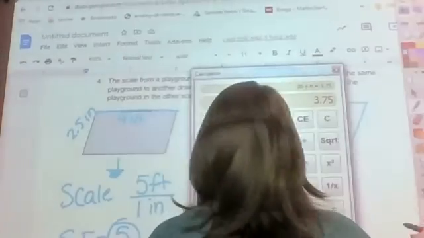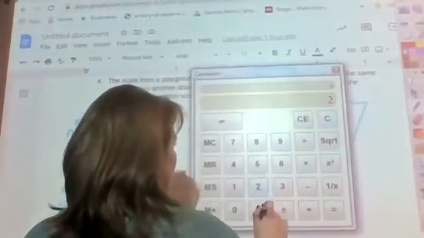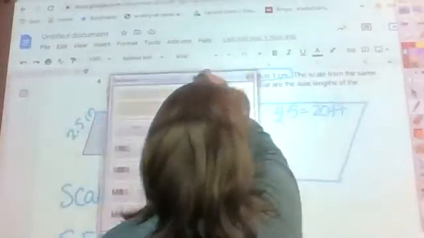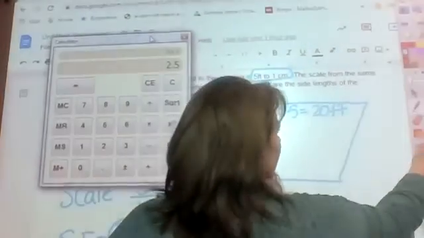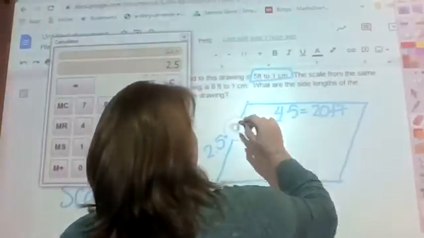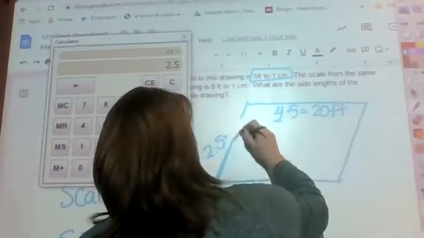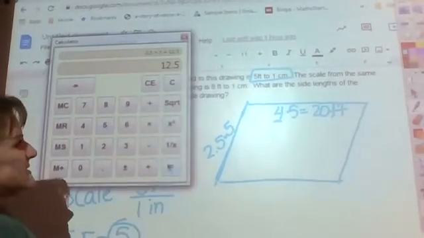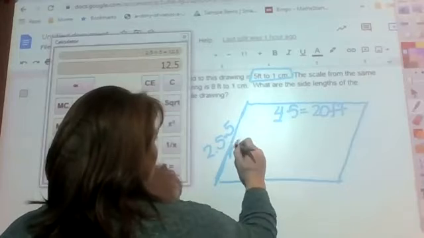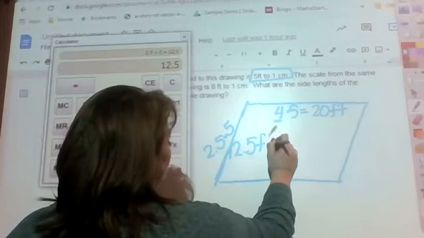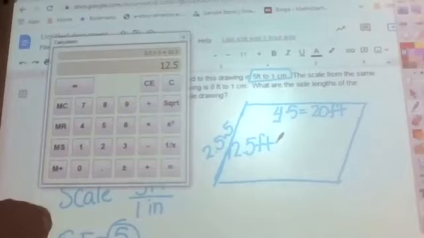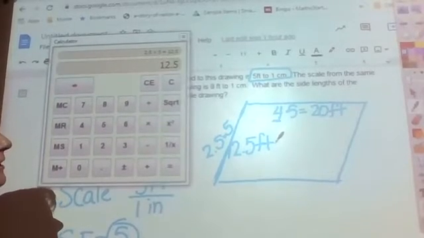Why am I having an issue? Sorry. Oh, probably because if you look at this, I made a mistake. That's why it wasn't working. My scale factor is 5. Silly Mrs. Parkin. All right, so times 5, and this comes out to be 12.5 feet. Okay, so that's what the actual playground dimensions are.